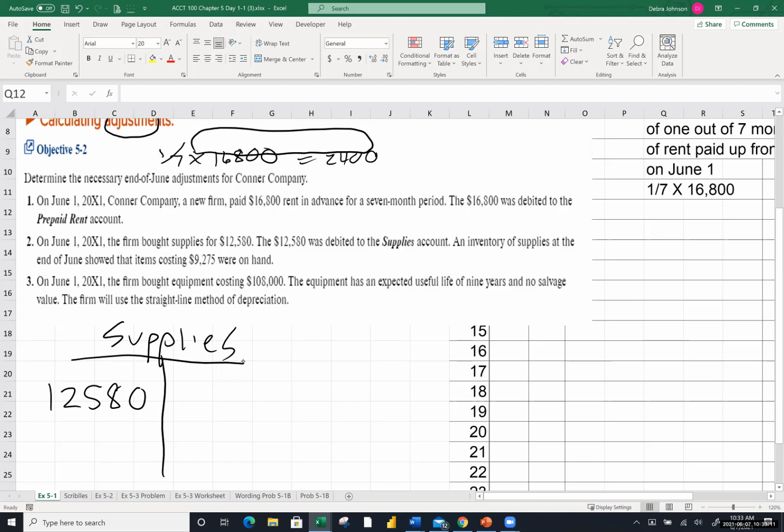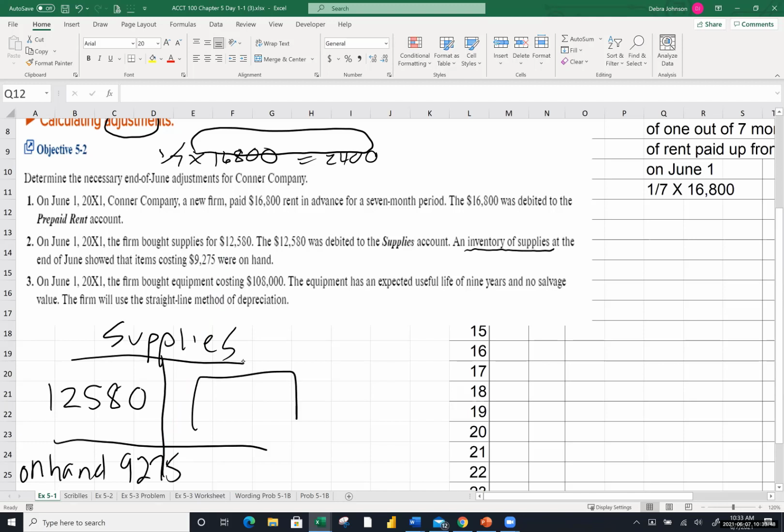Now, here's what you got to watch. This author is sneaky. He goes back and forth with his wording. He next says an inventory of supplies. Sometimes he'll tell you how much is used up. And sometimes he'll use those words, inventory of supplies, and make you figure out how much has been used up. Inventory means on hand. So I'm going to come out here and write the words on hand, 9,275. So that's how much should be in supplies.